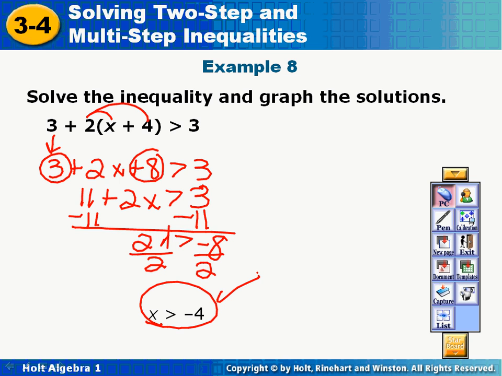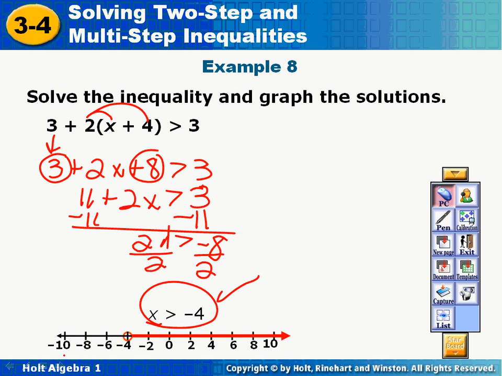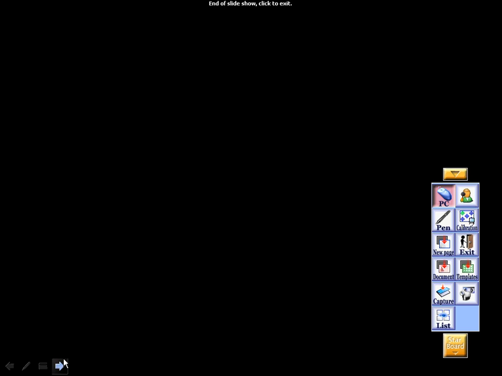Go ahead and draw a number line and graph it. Shaded to the right, notice that at the negative 4, it's an open circle. That means that negative 4 is not included.